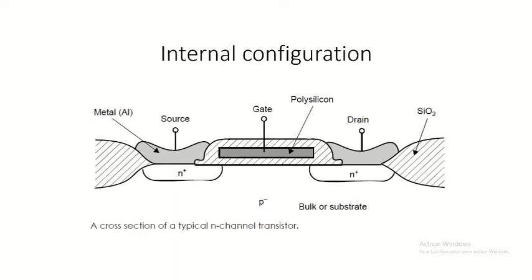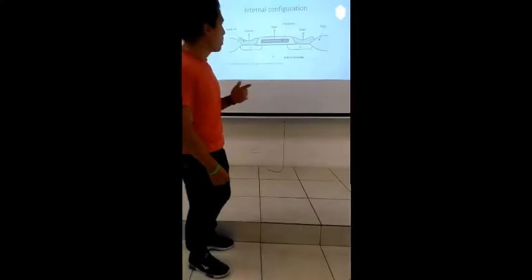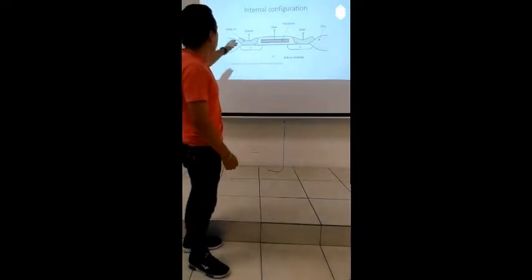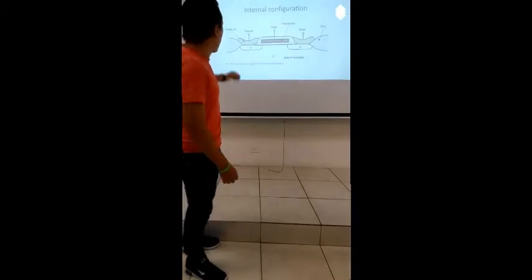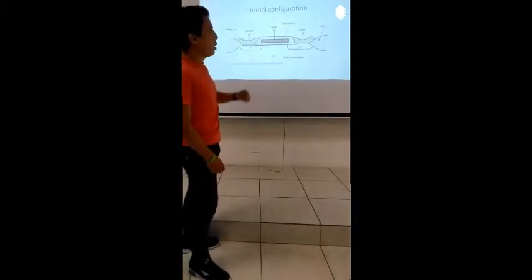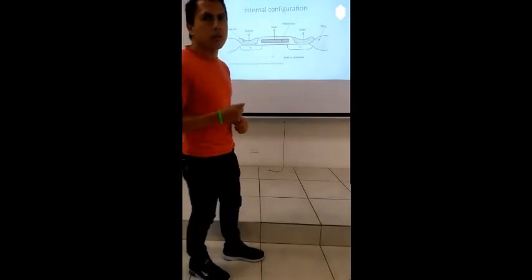In this graphic, we can see the three most important pins in the MOSFET. We have source, gate, and drain. Internally, we have the metal, polysilicon, and oxide on silicon.